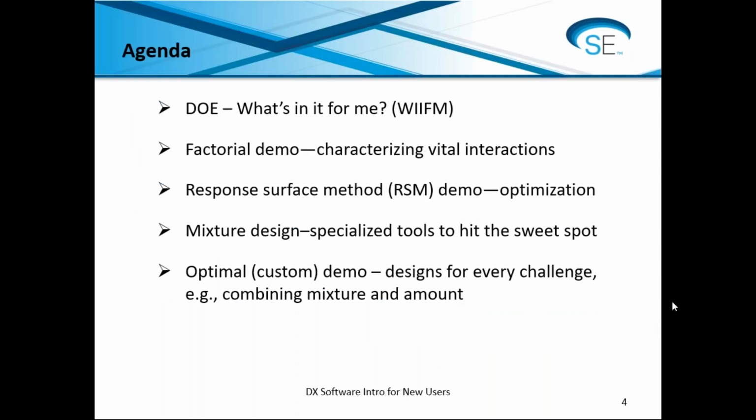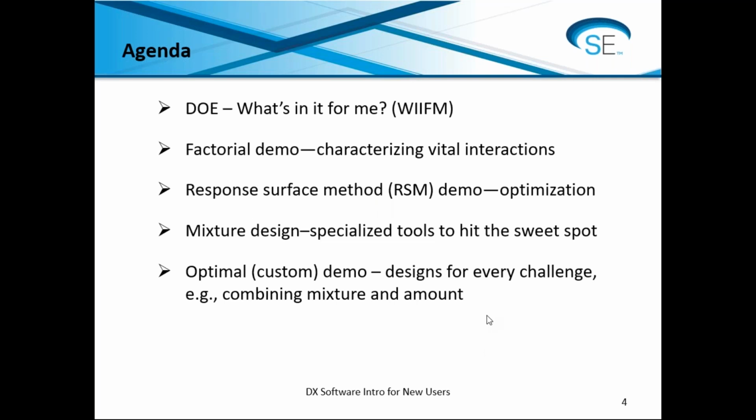So the agenda, I want to go through what's in it for me. Why think about design of experiments at all? We're going to get into three different case studies. We're going to look at a factorial design where we're going to characterize the vital interactions and look at the main effects. We're also going to do a response surface design, which will be a little bit more of an elaborate design compared to a factorial, and we'll see when and why that applies. Then we're going to switch gears completely, and we're going to move over to mixture designs and have a peek at what that's all about and why they're different than factorial or response surface methods.